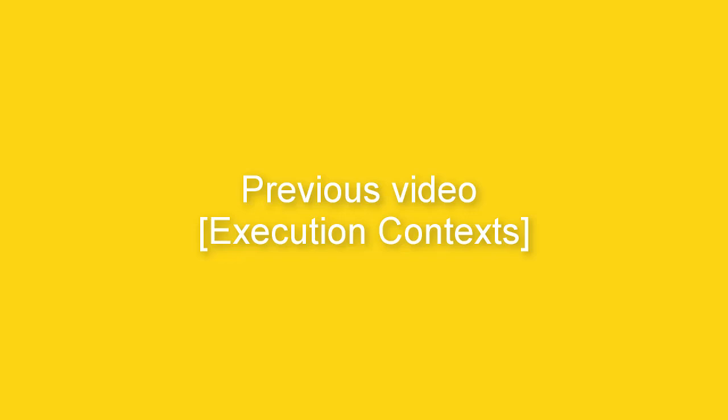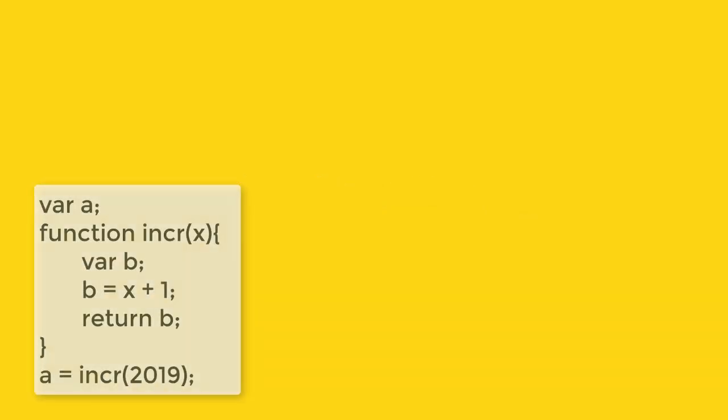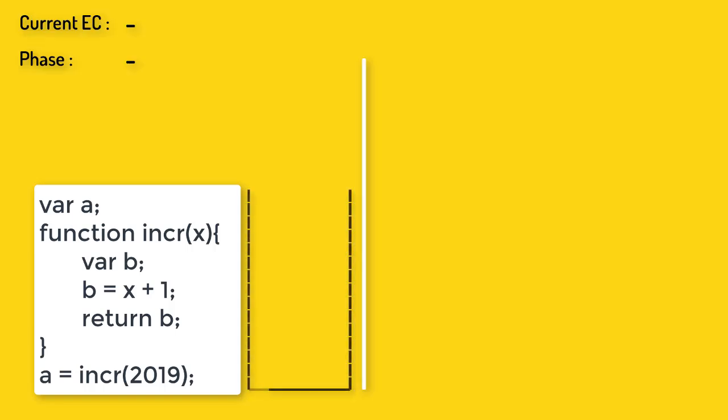To make it easy to follow through, we're going to simulate the execution of a basic code like this one. So the simulator has two parts. On the left side, we're going to track the state of the code stack, and on the right side, we will have a preview of the different execution contexts.